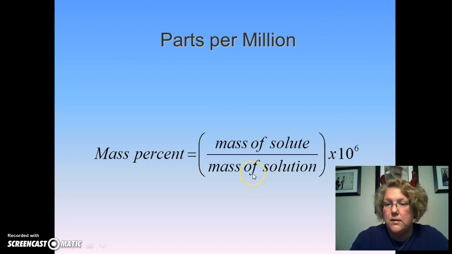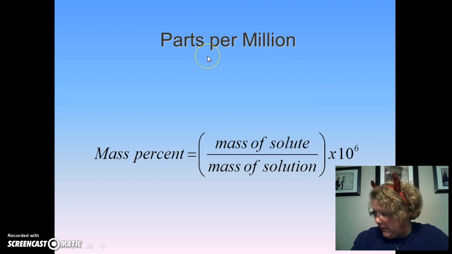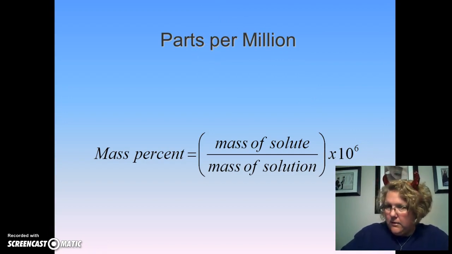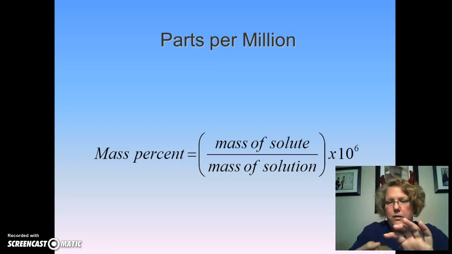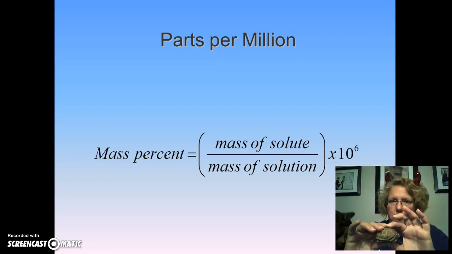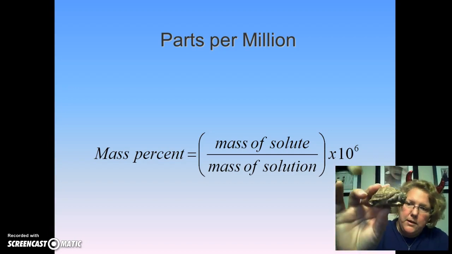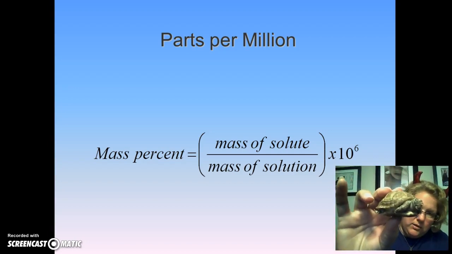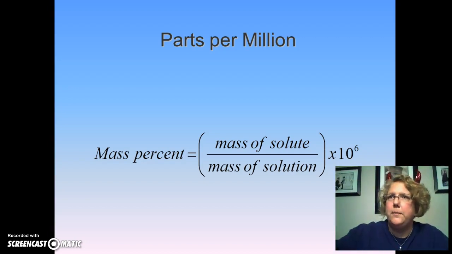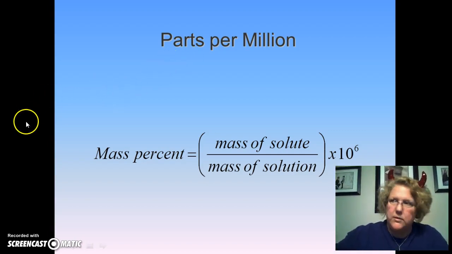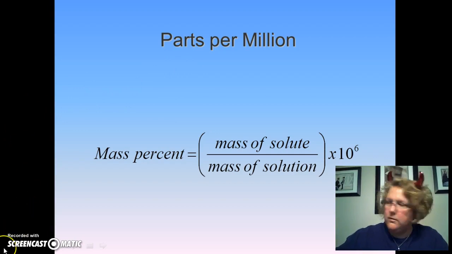Now, if you're dealing with really, really tiny concentrations, like if you're measuring the amount of arsenic or lead in the water, obviously that would hopefully be a very small number. You do the same thing, just mass of solute divided by the mass of solution, but you times it by 10 to the 6th. And that gives you the parts of your substance per million. So this is good for small concentrations.